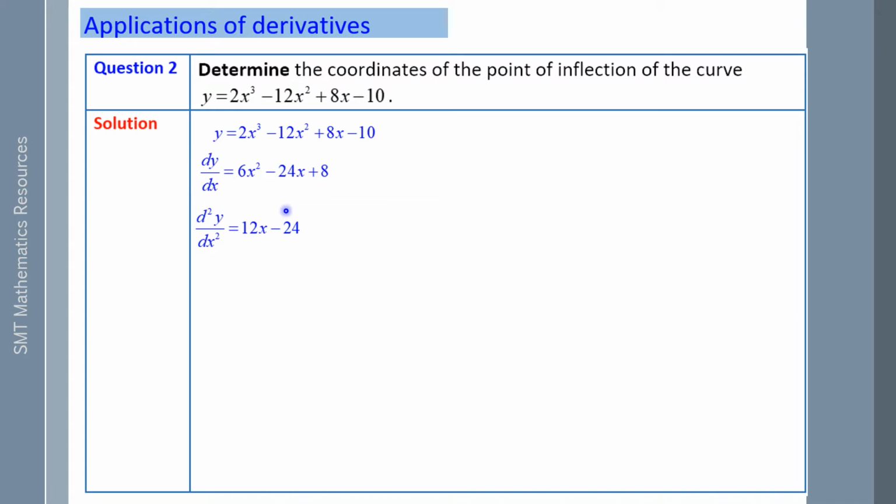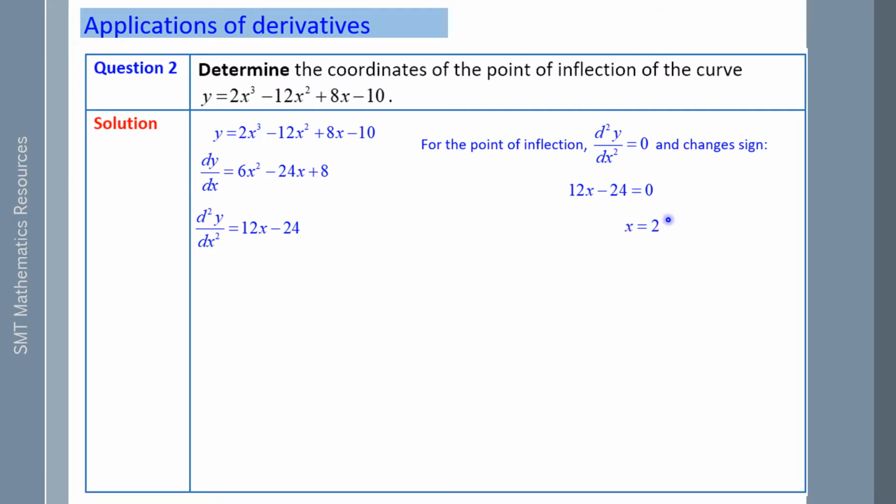The second derivative is the same. 2 times 6 is 12, take 1 off the power. Negative 24x becomes negative 24, and the derivative of a constant is 0. For the point of inflection, we're going to let the second derivative equal 0. So the second derivative is 12x take 24. We're letting that equal 0. Now we can solve for x by adding 24 to both sides and dividing by 12.